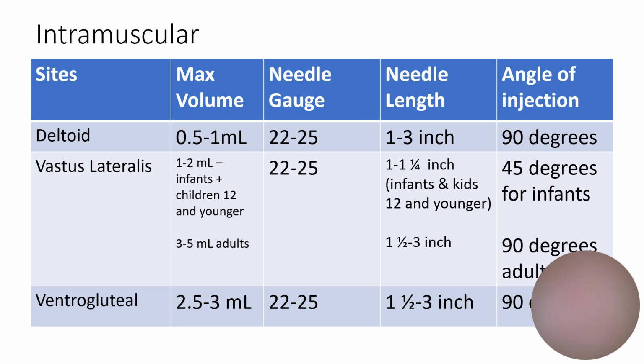Then your ventrogluteal area, your max volume is 2.5 to 3 mL. Your needle gauge is 22 to 25. Your needle length is 1.5 to 3 inches, and then a 90-degree angle of injection.